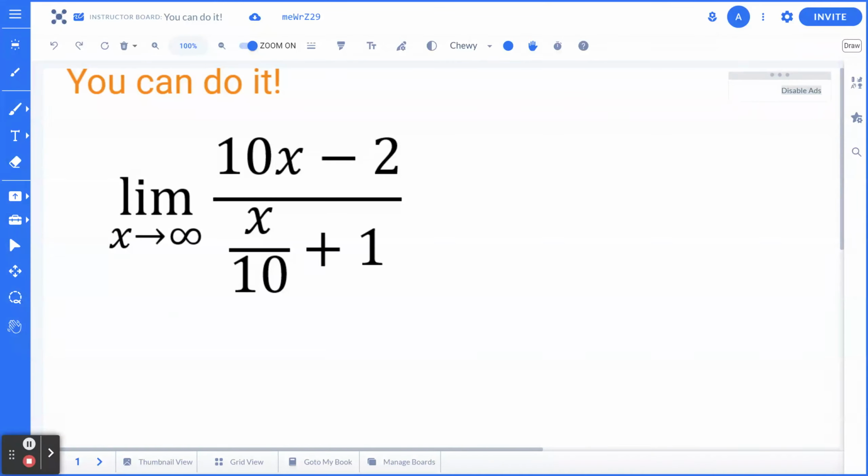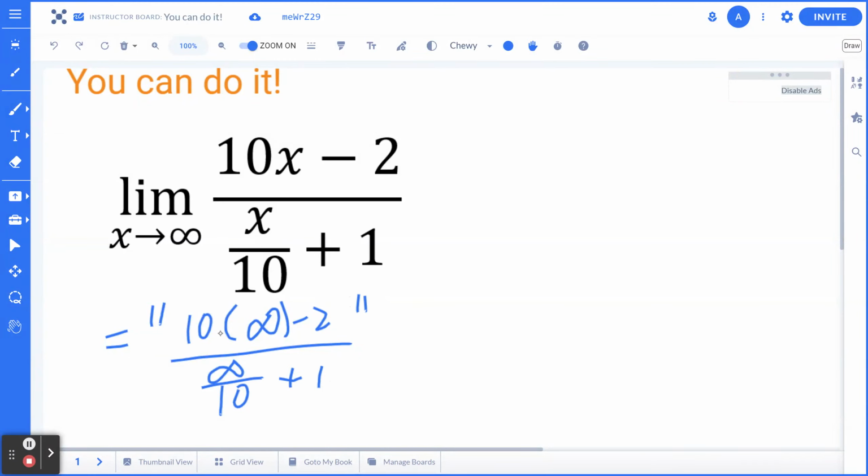Hi everyone, let's take a look at the following limit. Find the limit of (10x minus 2) divided by (x divided by 10 plus 1) as x is approaching infinity. Step 1. If you plug in infinity, you would discover that this will give you one of the 7 types of indeterminate forms.